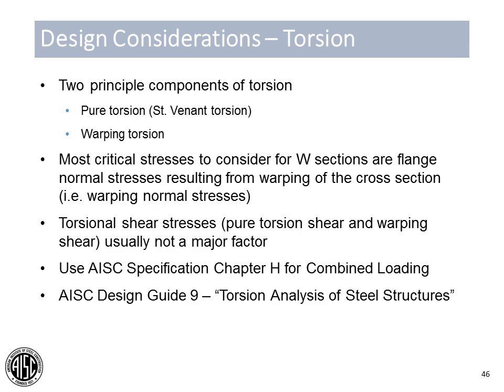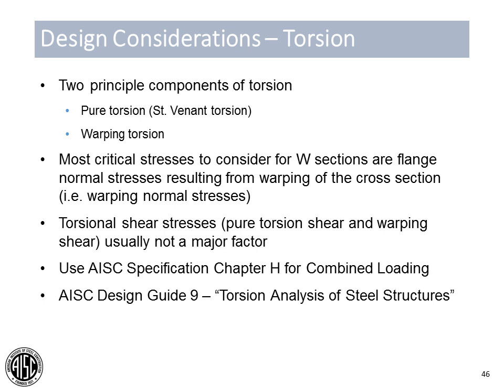When considering torsion, there are two principal components that you need to look at: the pure torsion, or St. Venant torsion, and then warping torsion stresses. The most critical stresses that we need to consider for these wide flange sections would be the flange normal stresses resulting from warping of the cross section. Usually the pure torsional shear stresses are not a major factor with the magnitude of loads that we're talking about.